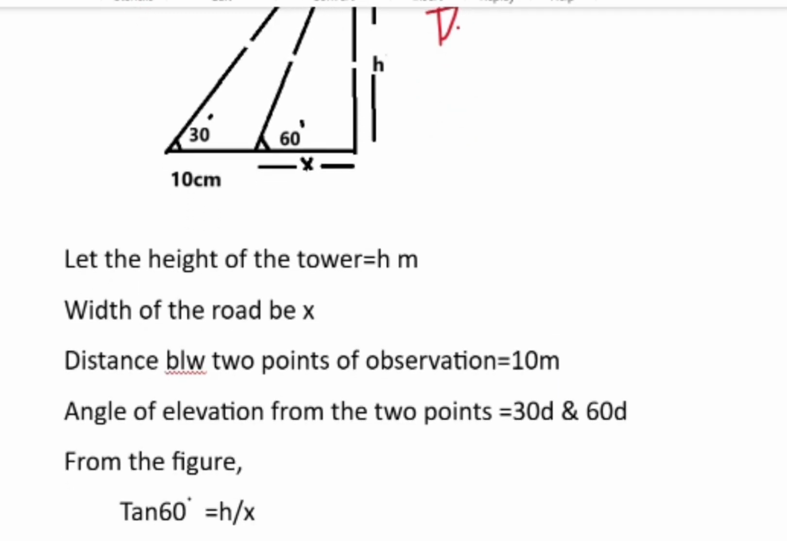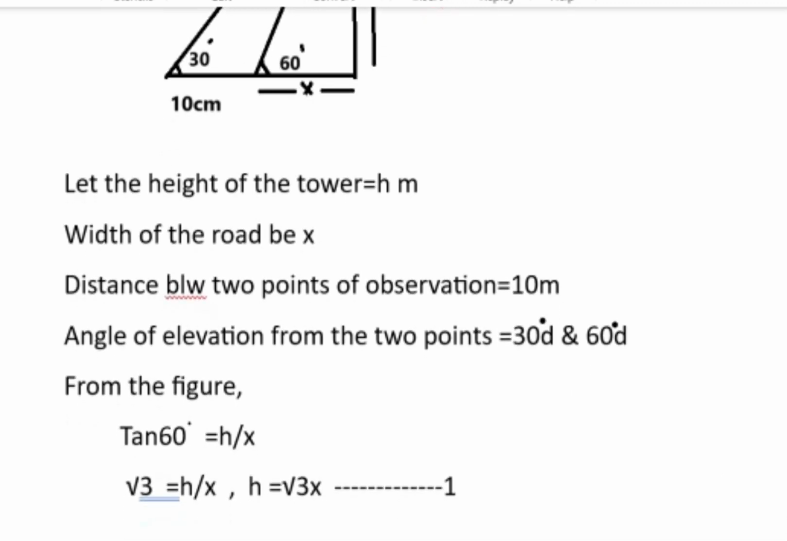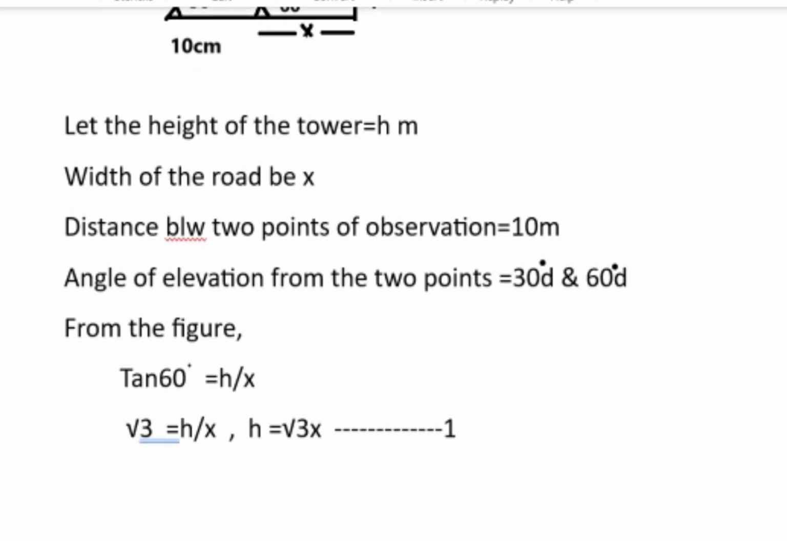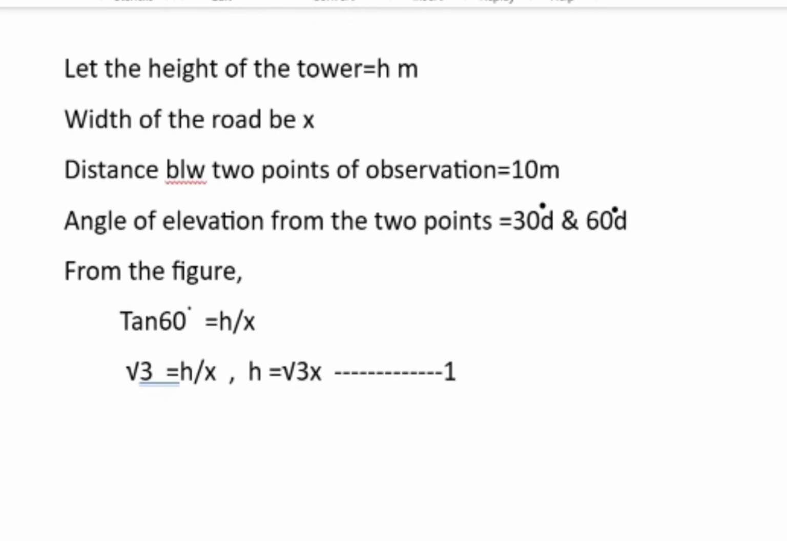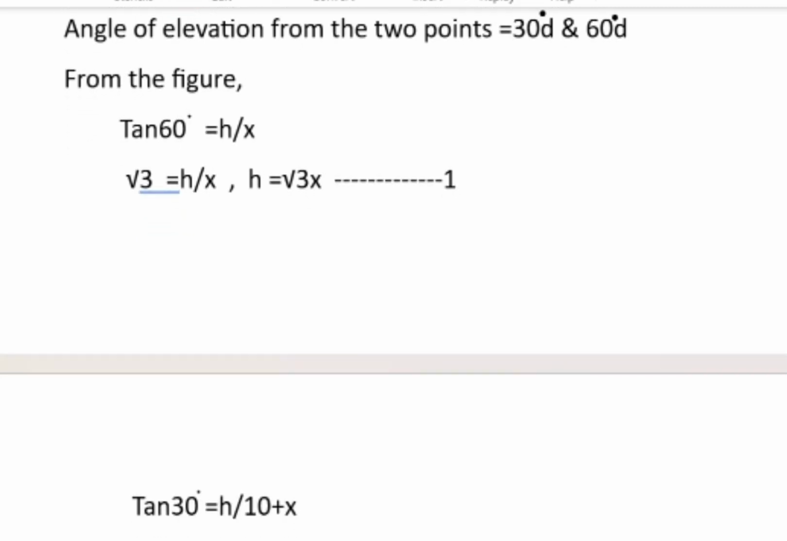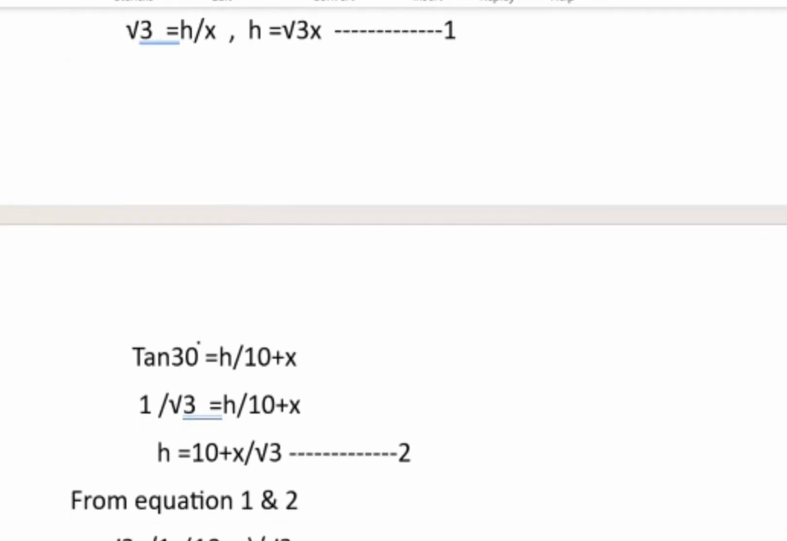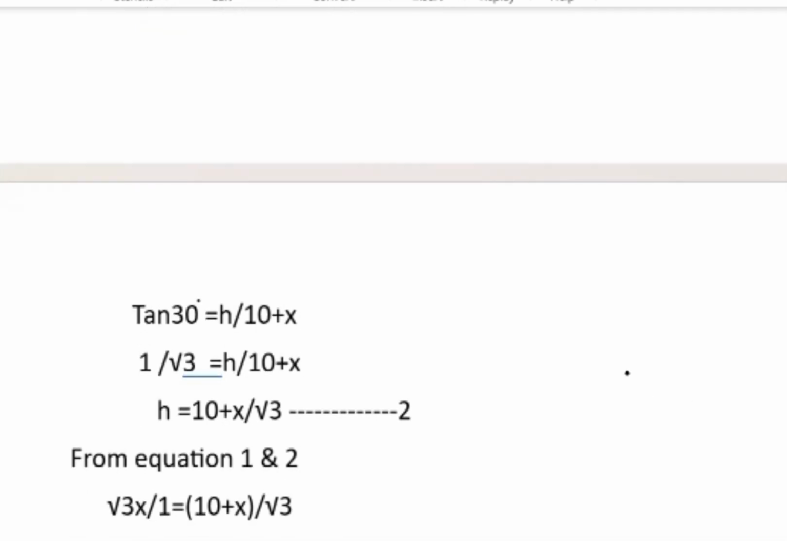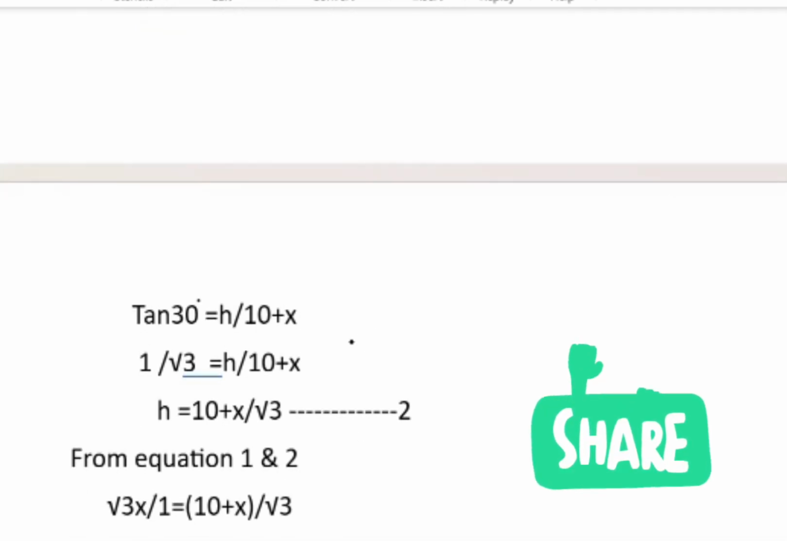So from the figure, tan 60 degrees is equal to h by x. What is tan 60? Root 3. Root 3 is equal to h by x. h is equal to root 3 x. Consider this as the first equation. Tan 30 degrees is equal to h by 10 plus x. 1 by root 3 is equal to h by 10 plus x. So h is equal to (10 plus x) by root 3. Consider this as the second equation.